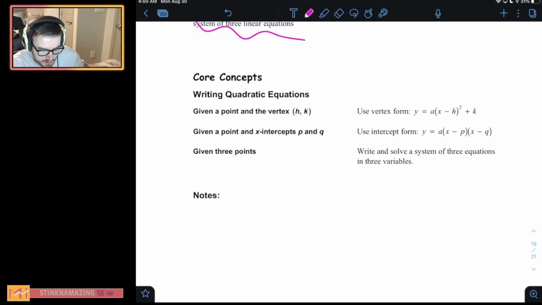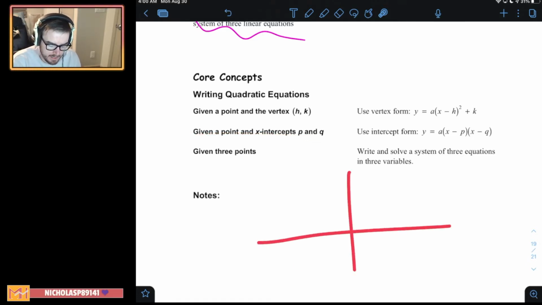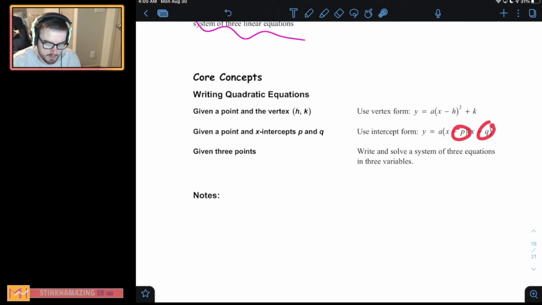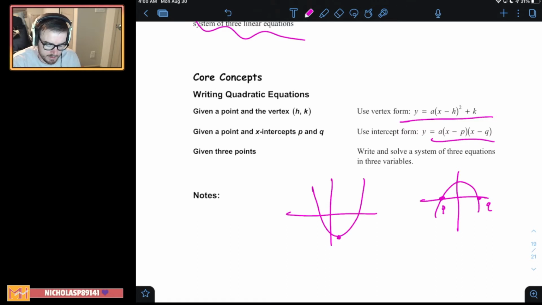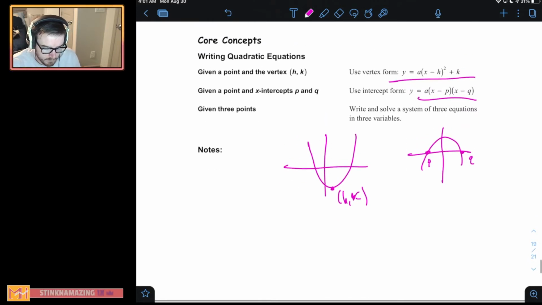Okay. So let's review this real quick. We've got vertex form. We saw intercept form last class as well. We know the vertex. We know the x-intercepts. If you don't recall, here's my graph. The x-intercepts are where it crosses the x-axis, and that's what P and Q are, okay? So when you have a graph, this one might be P, and this one might be Q, okay? We know everything about this at this point, right? You plot that, and then this is HK. So let's get into it.